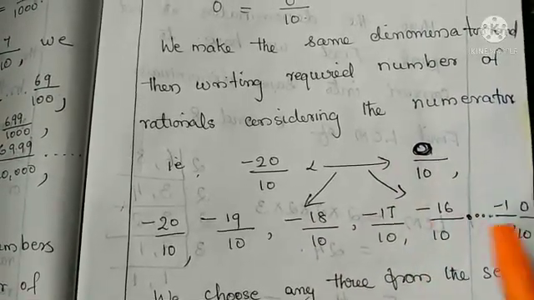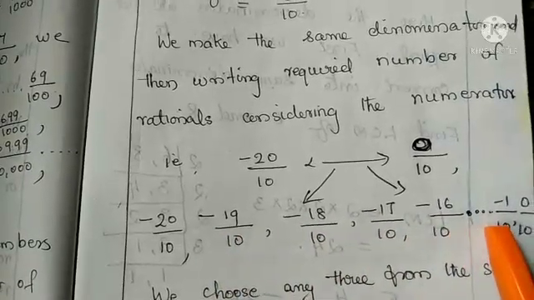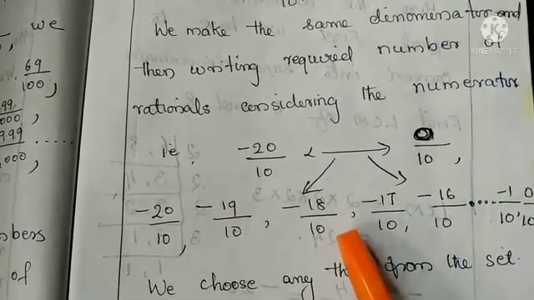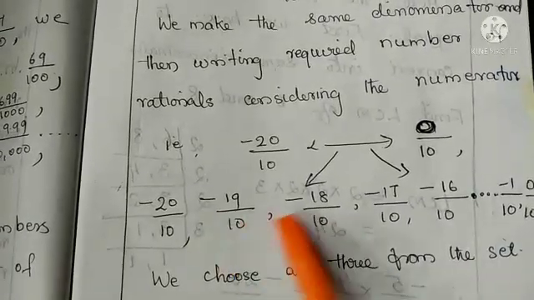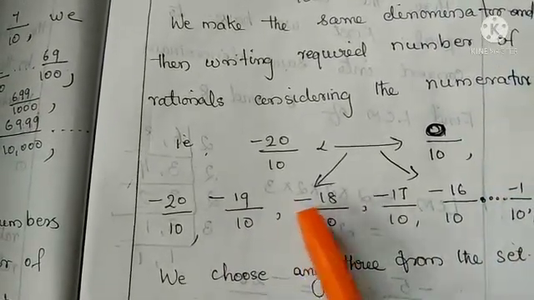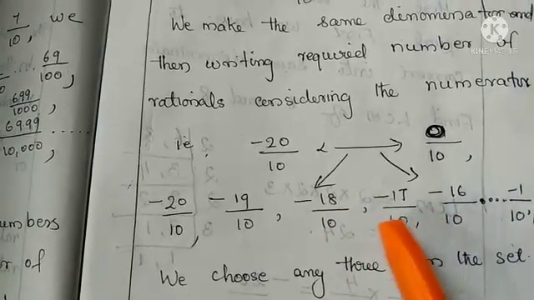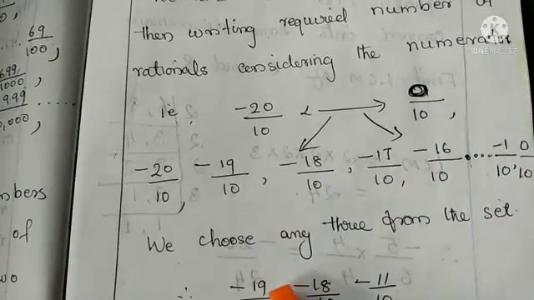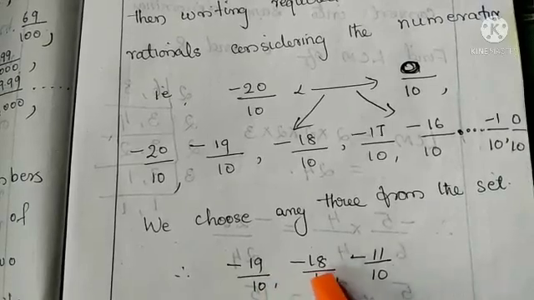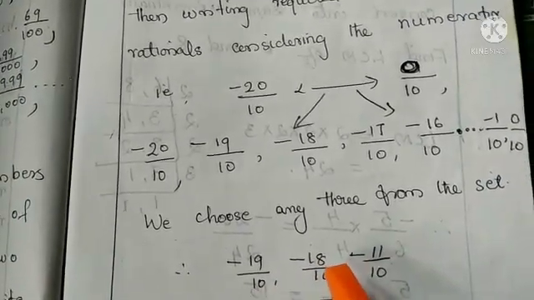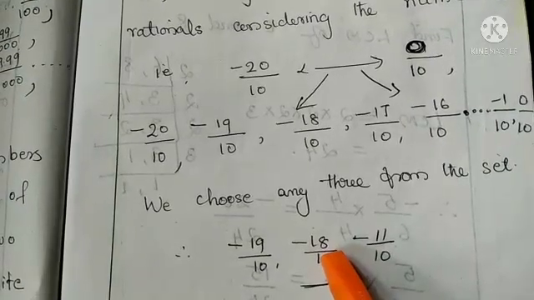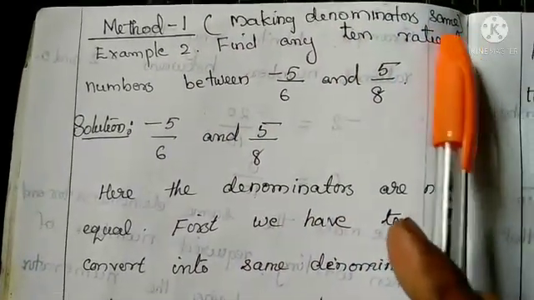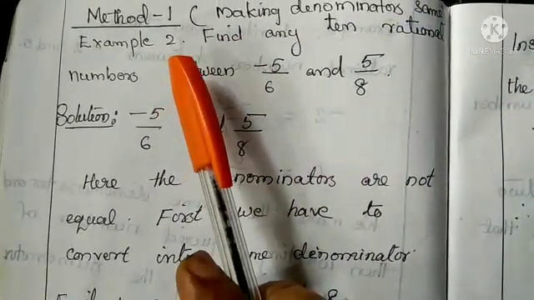Then 0 by 10. From this group of rational numbers we write any 3. If it is asking for 4, you write 4 rational numbers. If it is 5, you can write 5 rational numbers from this group. This is the method of making the same denominator. So we choose here 3 rational numbers: negative 19 by 10, negative 18 by 10, negative 11 by 10. So this is our first method, making the denominators same.